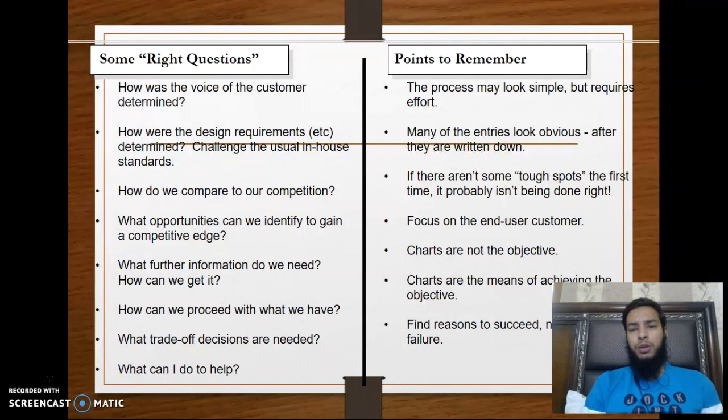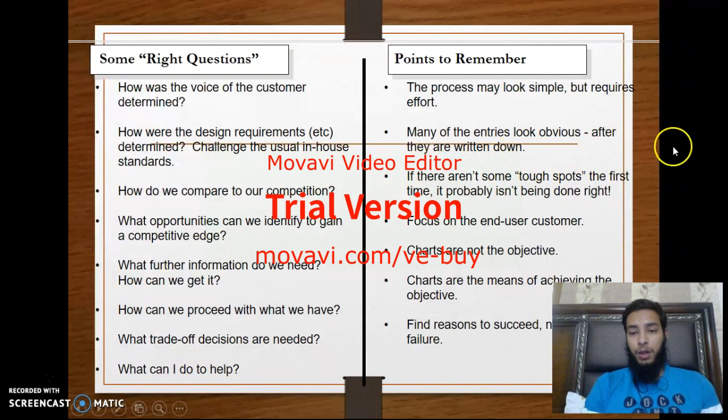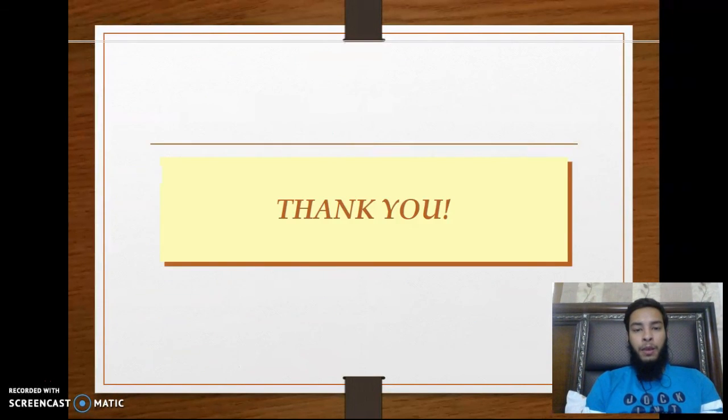The process may look simple but requires effort. Many of the entries look obvious after they are written down. If there aren't some tough spots the first time, it probably isn't being done right. Focus on the end user customer. Charts are not the objective. Charts are the means of achieving the objective. Find reasons to succeed, not excuses for failure.